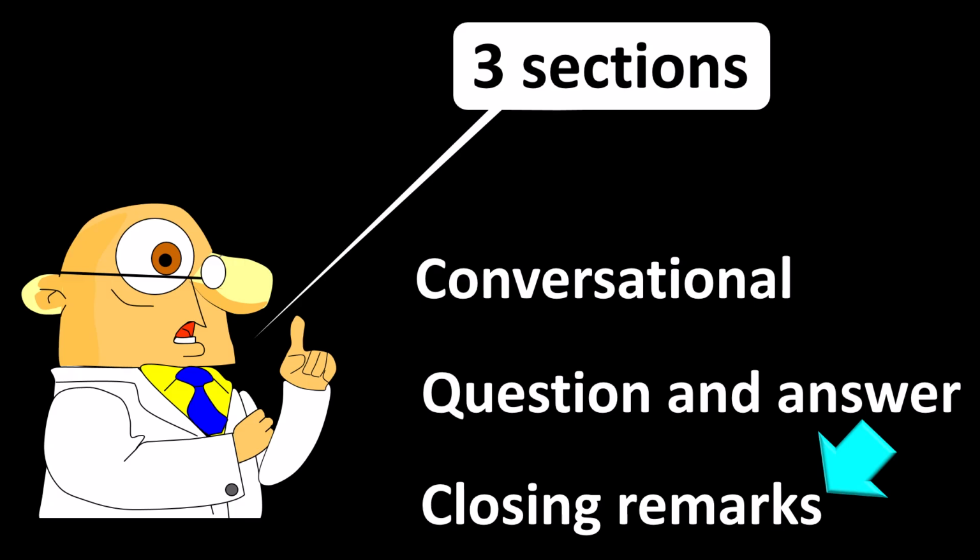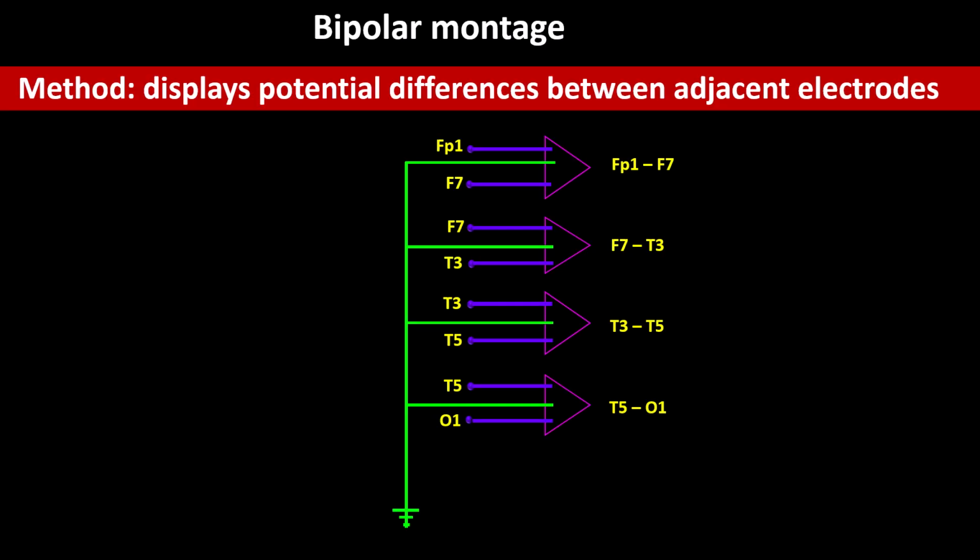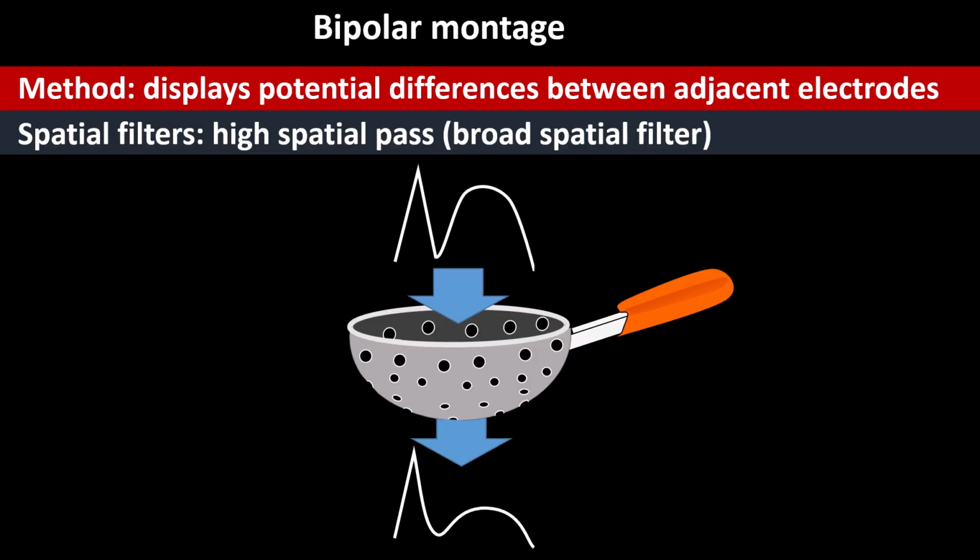So to start with the good and the bad of each montage, I will start with bipolar montage. Bipolar montage is a series of adjacent derivations connected with each other. They are classified as having spatial pass qualities. I like to think of them as having a broad spatial filter effect. Just remember that the term pass in connection to neurophysiology means that it allows the named component to go through and become part of the displayed wave.